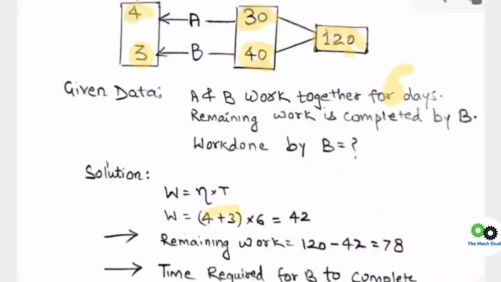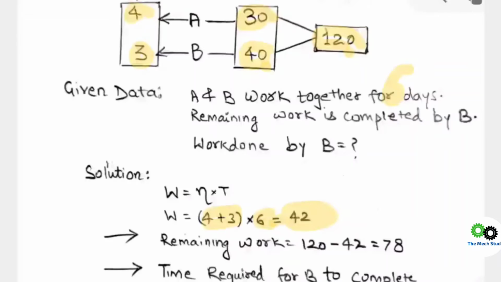So the efficiency of A and B, if you put that, is equivalent to efficiency into time, which I have mentioned over here. And to calculate the given data as per the question, they mentioned that A and B work together for 6 days. A's efficiency is 4, B's efficiency is 3. If you add them up, we land up with 7, and they have worked for 6 days, so 7 into 6 lands up with 42.